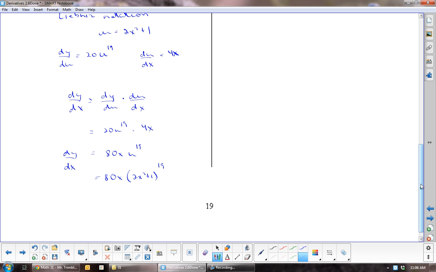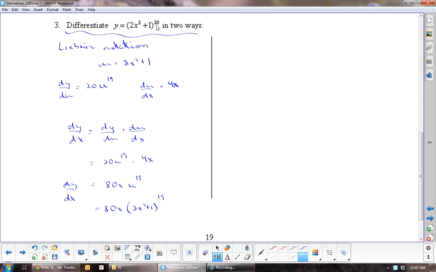Well, I'm taking the derivative of y with respect to u, and then this is the derivative of u with respect to x. So that means find the inside, the derivative of u. dy over du is the outside, and the inside will be du over dx.